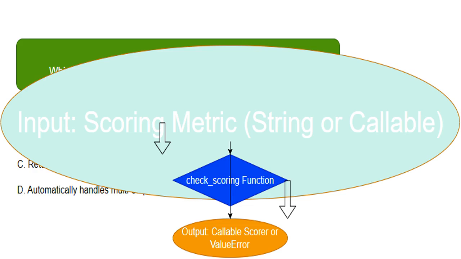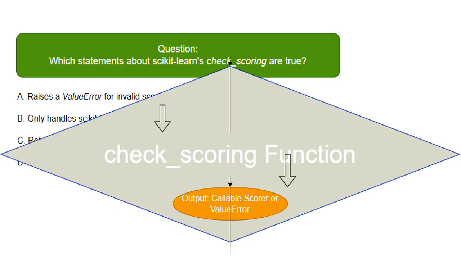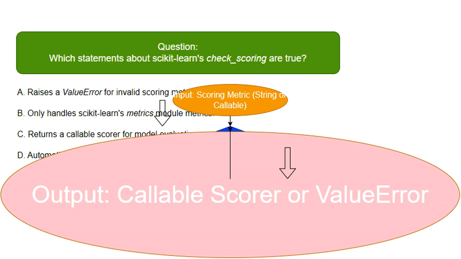I see, the _check_scoring function takes a scoring metric as input. This metric can be given as a string, like accuracy, or as a custom function that you've defined yourself. This is simply the name of the function we are discussing. The output of this function is either a callable scorer, a function ready for model evaluation, or a value error indicating that the input metric was invalid.